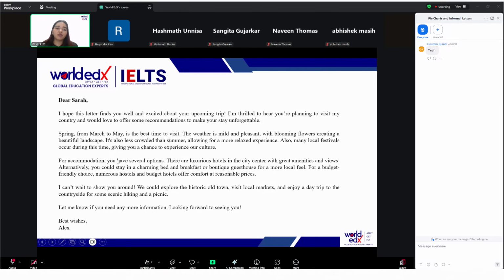And then for accommodation, you have several options. There are luxurious hotels in the city center with great amenities and views. Alternatively, you could stay in a charming bed and breakfast or boutique guest house for a more local feel. For a budget-friendly choice, numerous hostels and budget hotels offer comfort at a reasonable price. Now, she has given you a plethora of options in terms of where you can stay. That was the second bullet point.